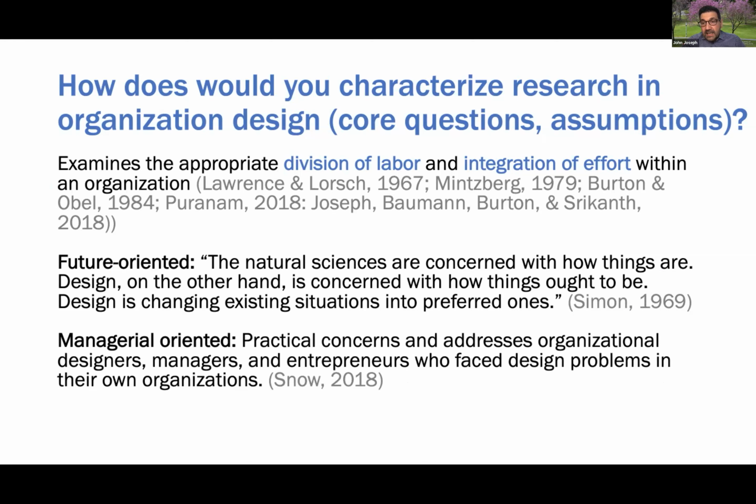Although org design got its foundations in org theory, it's interesting that strategy has taken up the mantle much more so in the last few decades.